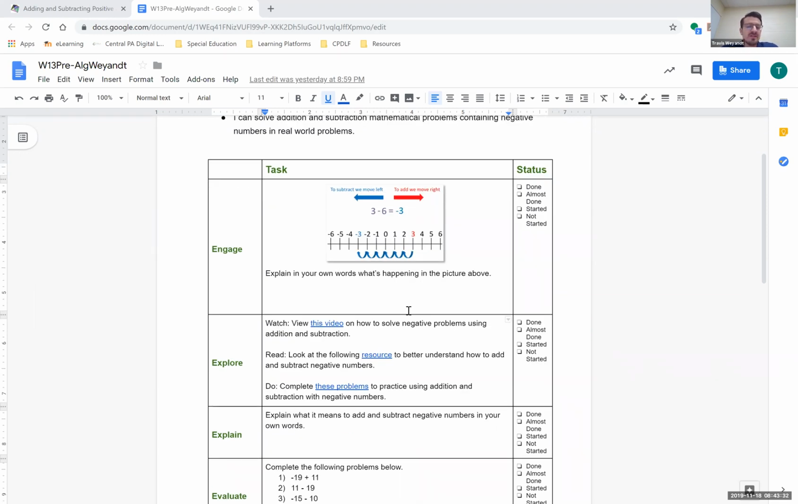So in the Engage section, I gave a little bit different picture than the last lesson. Explain in your own words what's happening. If you look at that problem they give, that is an integer negative subtracting problem. What is actually happening? Use the arrows in the number line and see where things are moving, where things start, how things are adjusted. Understanding the number line can help us visually see where things are positive and where things are negative and how we move back and forth.